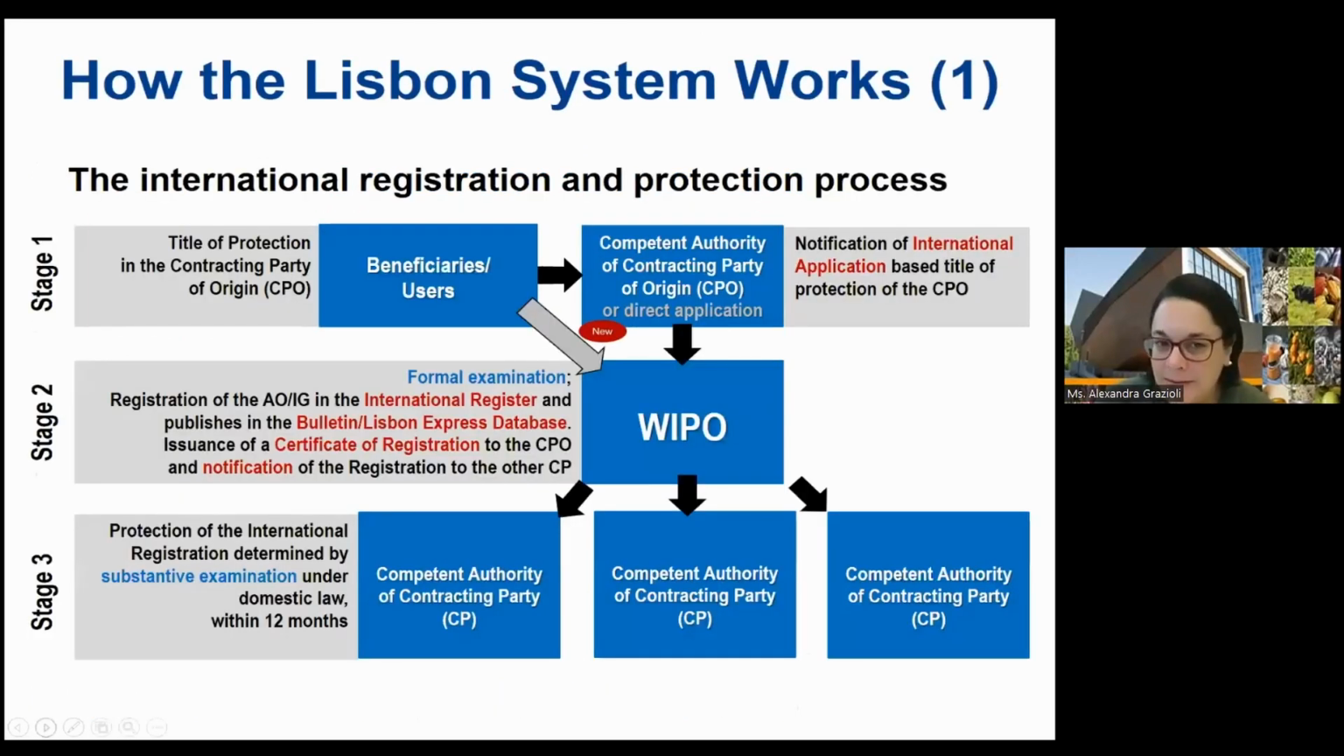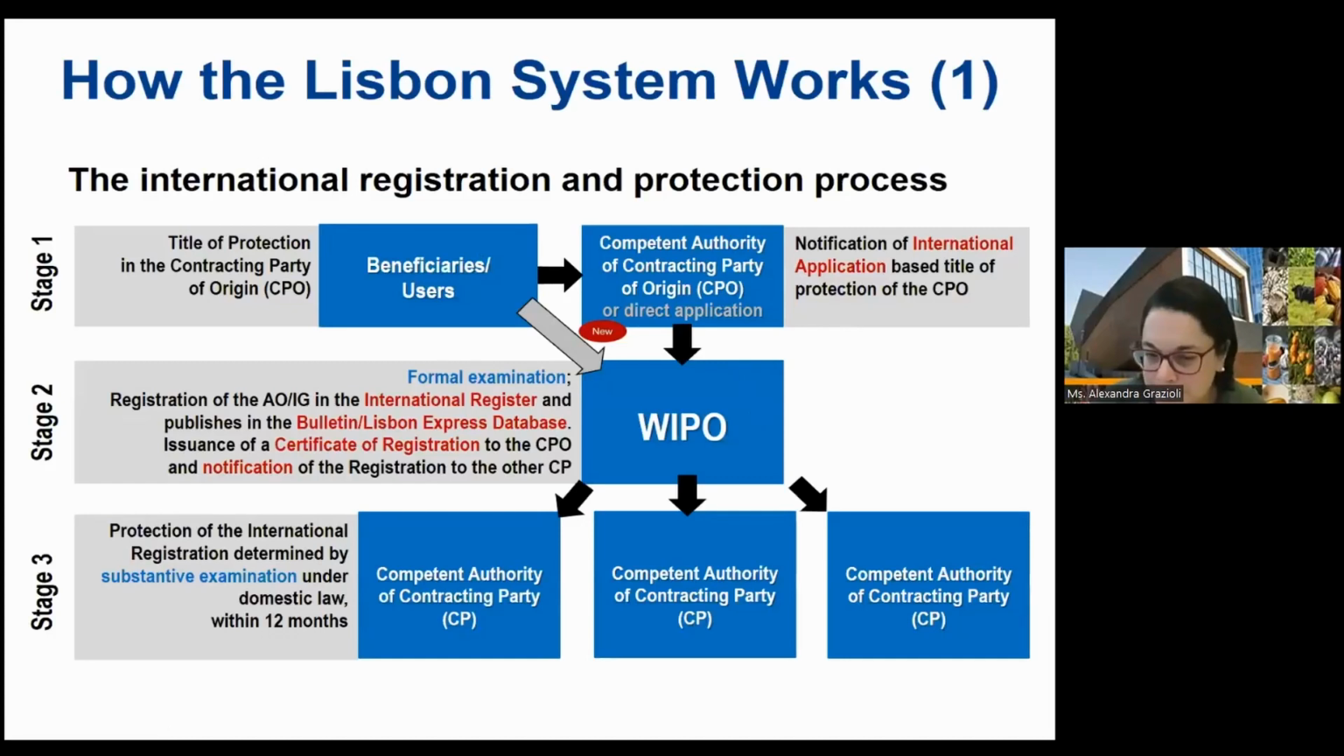How does the system work in practice? Everything starts at stage 1 at the national level. The producer, if they have a title of protection, can ask their competent authority, because every member of the Lisbon system has to designate an authority, often the intellectual property office or department, in charge of managing the Lisbon system at national level. Upon a request by the producer, or sometimes by the authority itself, they may decide to make an application for international registration of their GIs to WIPO.